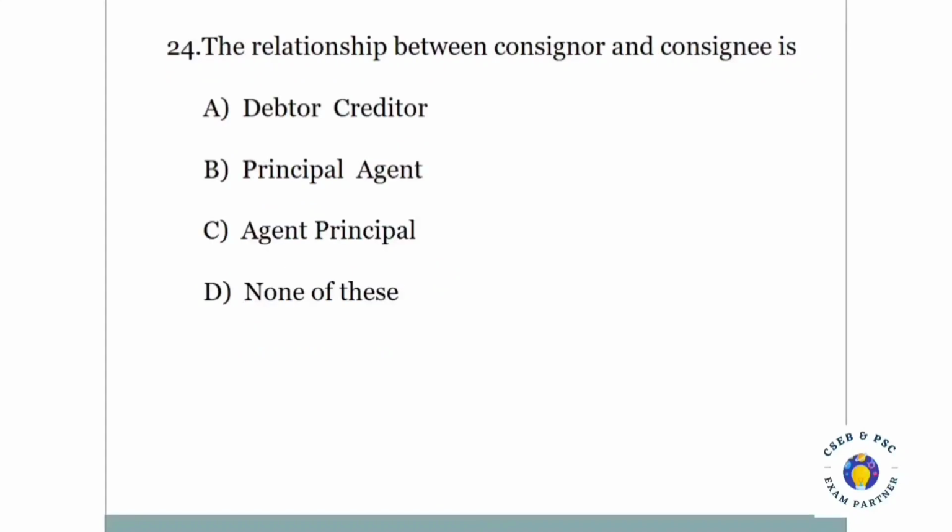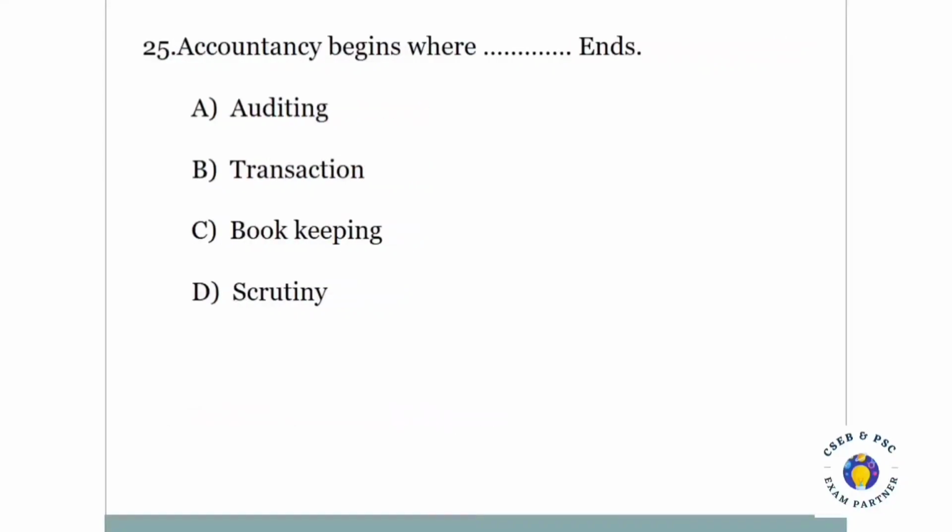Question number 24. The relationship between consignor and consignee is option A debtor creditor, option B principal agent, option C agent principal, option D none of these. Answer is principal agent.